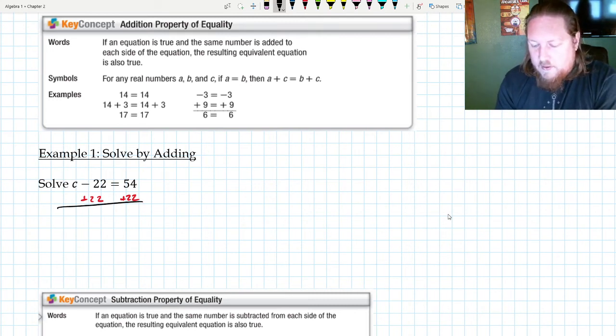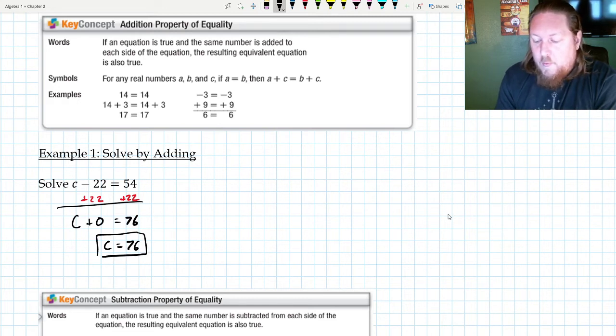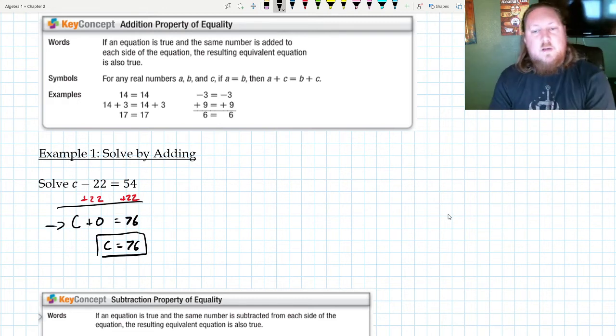So we complete that. Nothing is happening to the C. Negative 22 plus 22 is plus 0 equals 54. But anything plus 0 is just C. So no, not 54. How about 76? Let me actually add those two numbers together. So C equals 76.